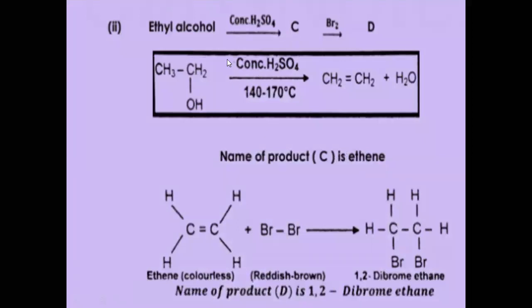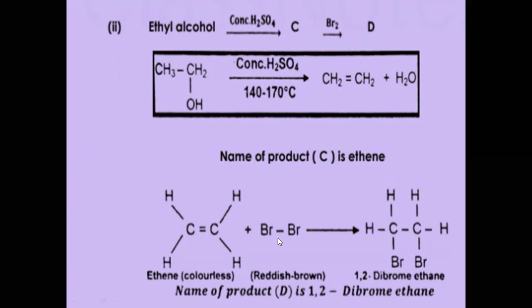B part, ethyl alcohol when reacted with concentrated sulfuric acid will give C, and C after bromination will give D. This ethyl alcohol and concentrated sulfuric acid at high temperature indicates that this is actually a dehydrating reaction because concentrated sulfuric acid we use as a dehydrating agent. With this dehydrating agent, hydroxyl group from one carbon atom and hydrogen from the second carbon atom will evolve out in the form of water. So the product C is ethene. Name of product is ethene.